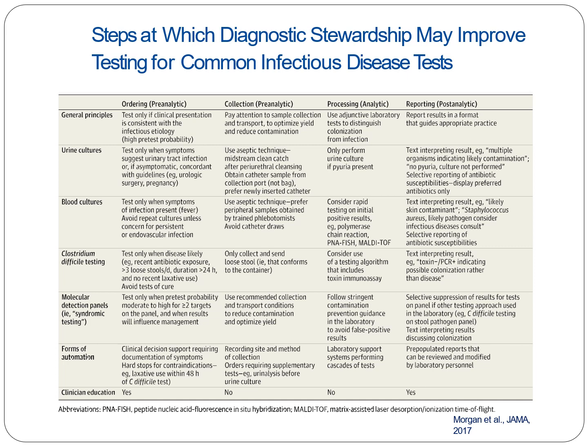So there are steps at which diagnostic stewardship may improve testing. For example, the general principles need to be followed for the pre-analytical phase during ordering, collection and storing, during processing in the analytical phase, and during reporting in the post-analytical phase. There are guidelines for urine culture, blood cultures, cross-identification testing, molecular testing, and forms of automation and clinical education. You can refer to the article by Morgan et al.